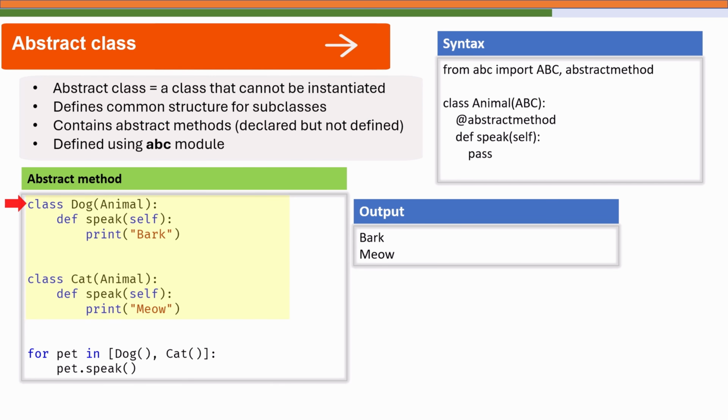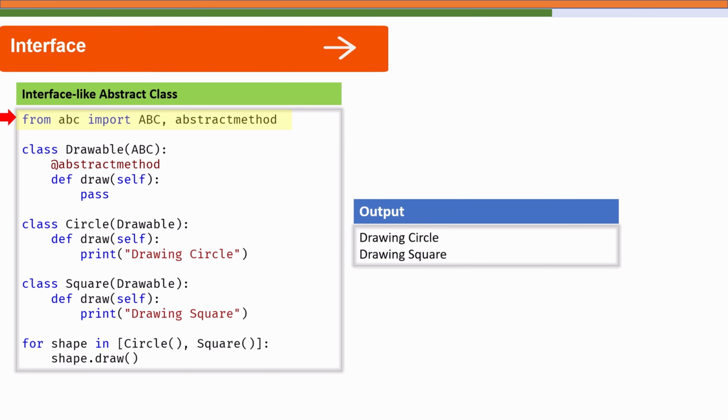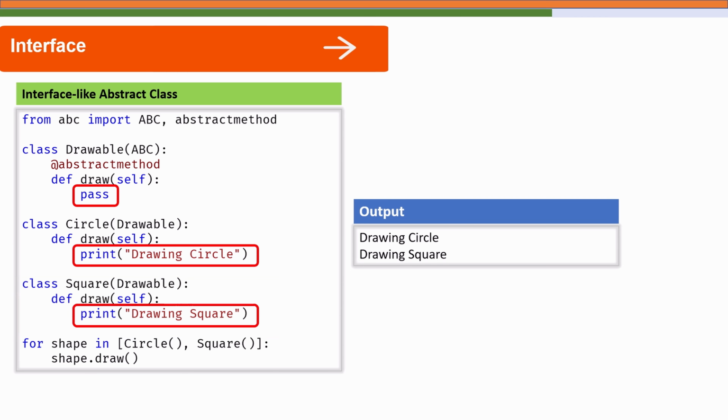So in Python, interfaces don't exist as a separate keyword, but we can mimic them using abstract base classes with only abstract methods. So abstract classes can share logic, while interface-like classes only define rules. Here we define an interface-like abstract class Drawable. It only declares draw, with no implementation. Every subclass like Circle or Square must define the draw function. This ensures consistency across all drawable objects.